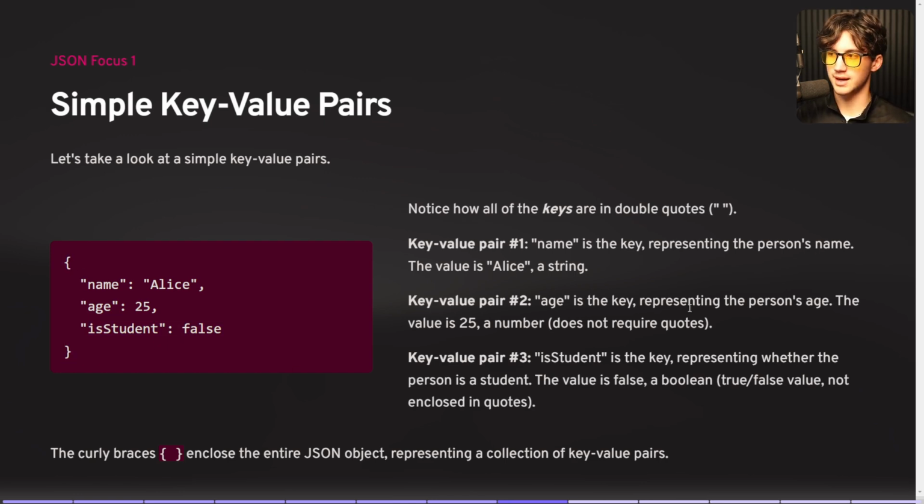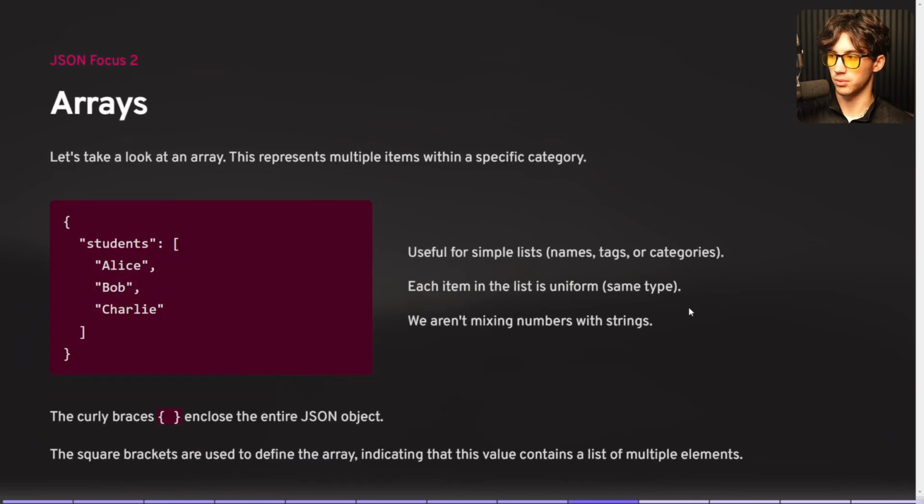But let's get into the next JSON focus, which is arrays. Let's have a look at an array. This represents multiple items within a specific category.